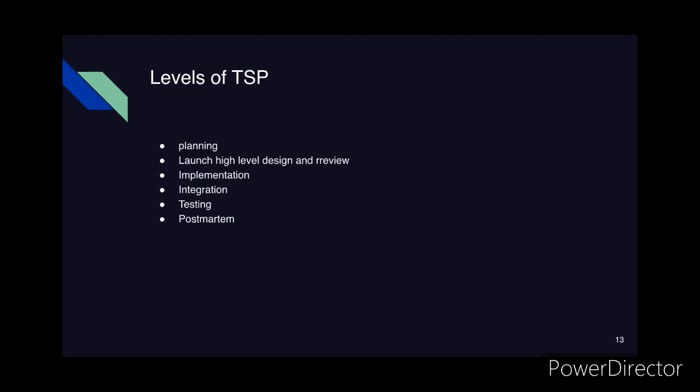As you know, in TSP we are dealing with different teams, and dealing with different teams means we are generating different modules of the process. So those modules have to be integrated, added into the final software. So this integration level is also there in TSP. And after adding all the modules, all the features generated by different teams or different team members should also be tested for errors. And the last one is postmortem.